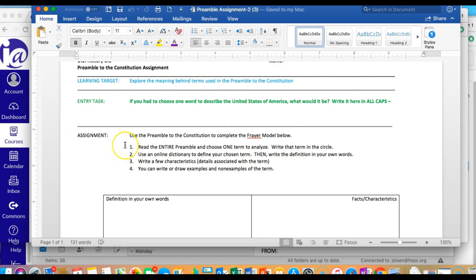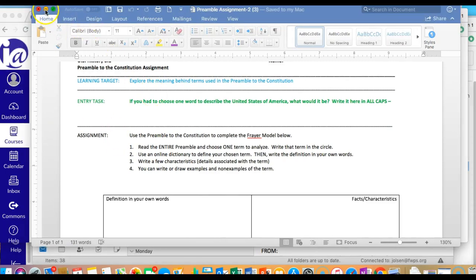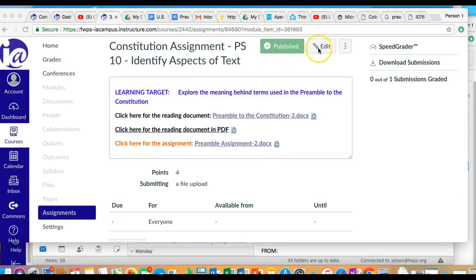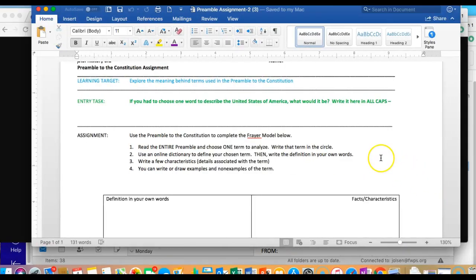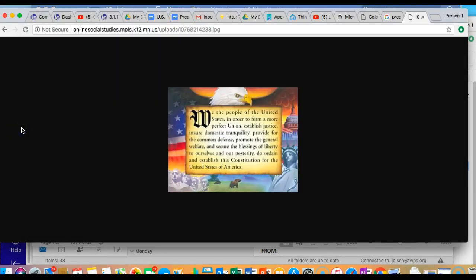Now, out of the entire preamble, you are choosing one term to analyze. Okay. So I am going to actually pull up the preamble again, and I have it here just kind of in a nice graphic. So out of these words, you are choosing one, okay? Bringing up our assignment again. I want you to think of it like dissecting one word. You are going to understand the ins and outs of the word and making connection with its meaning and the preamble, the message of the preamble.